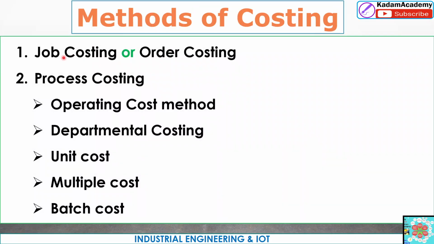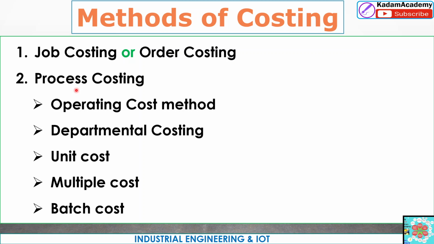The main method of costing is job costing or order costing. The second one is process costing. These two main methods, job costing and process costing, relate to what was already studied in another video on intermittent production, continuous production or mass production. For those companies having mass production or intermittent production, job costing, order costing or process costing, you have to calculate the costing.